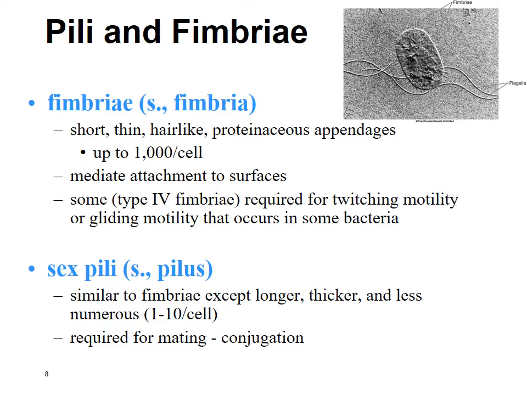Sex pili are similar to fimbriae, except they're longer, thicker, and less numerous, only about 1 to 10 per cell. And sex pili are required for a type of mating exhibited by some bacteria called conjugation. In this electron micrograph, we can see both the long flagella and the numerous shorter fimbriae. This is the bacterium Proteus vulgaris at 39,000 times magnification.